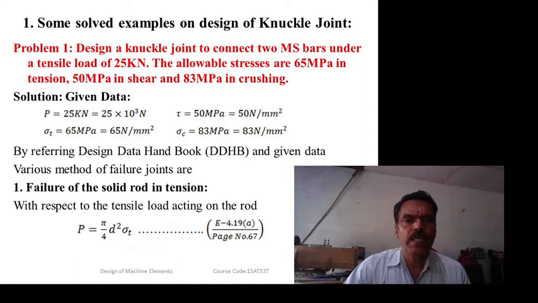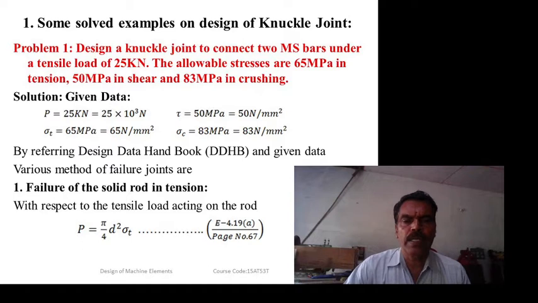Tau, the shear stress, is equal to 50 MPa, that is 50 Newton per mm square. The crushing stress is denoted by sigma C. Therefore sigma C is equal to 83 megapascal, that is 83 Newton per mm square. Now we can refer to the DDHB.